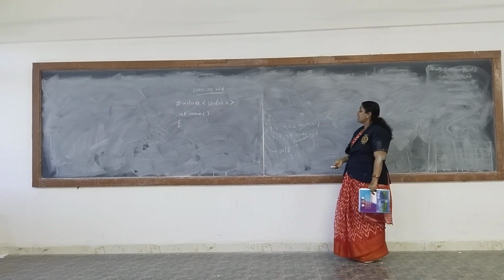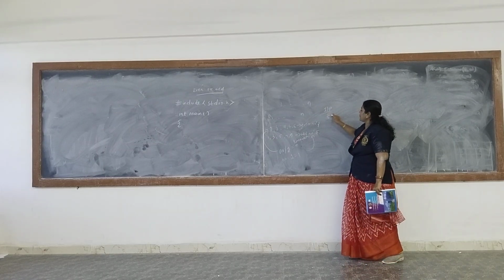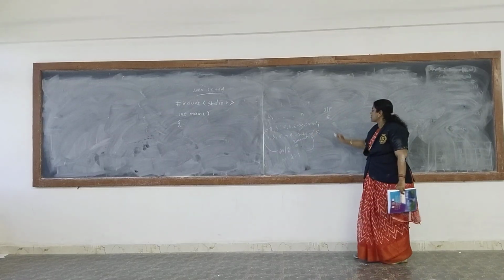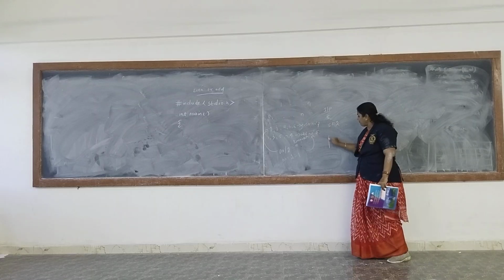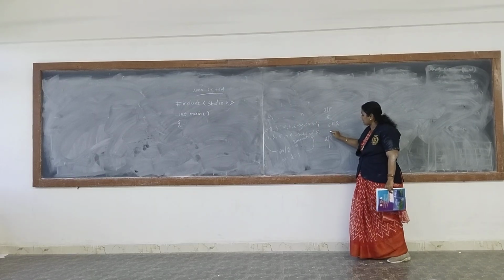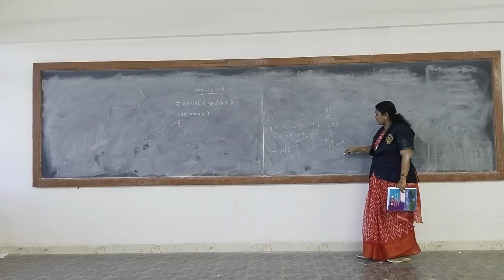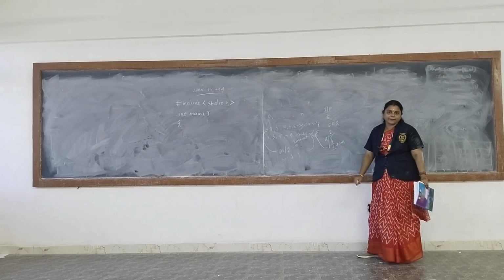I will give an example. Suppose I feed the input as 5. I want to know whether 5 is even or odd. So 5 divided by 2. Okay, you don't know how to do it. 5 is the dividend, 2 is the divisor. So 2 times 2 is 4, balance 1. So the remainder is 1. If you have the remainder as 1, then it is an odd number.